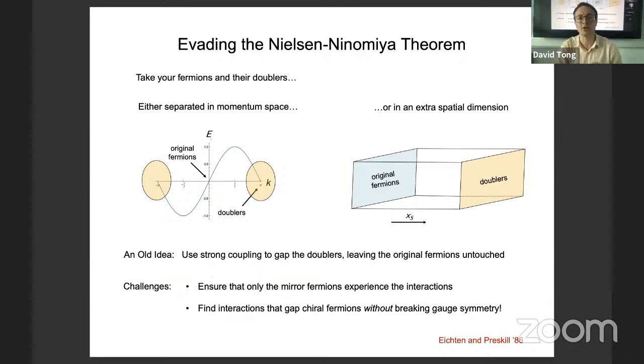So all the physics below the TeV scale can be the physics that we know and love, and in that way we get to simulate the standard model on a computer. That's the idea of Eichten and Preskill. And again, the way it evades the Nielsen-Ninomiya theorem is simply by saying the kind of language that we're using with energy versus momentum in this dispersion relation just is not the appropriate language for strongly coupled quantum field theories.